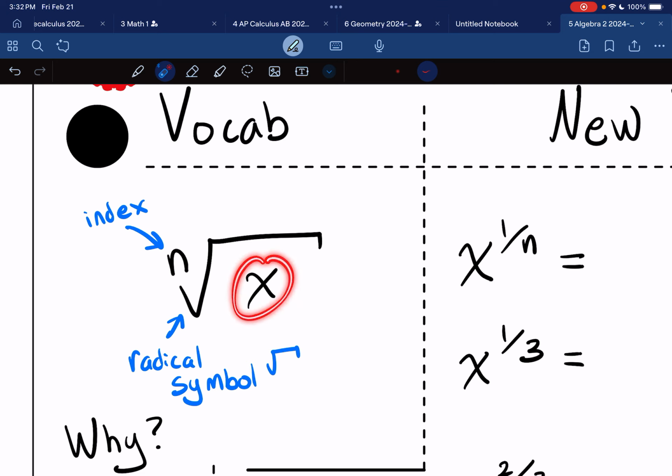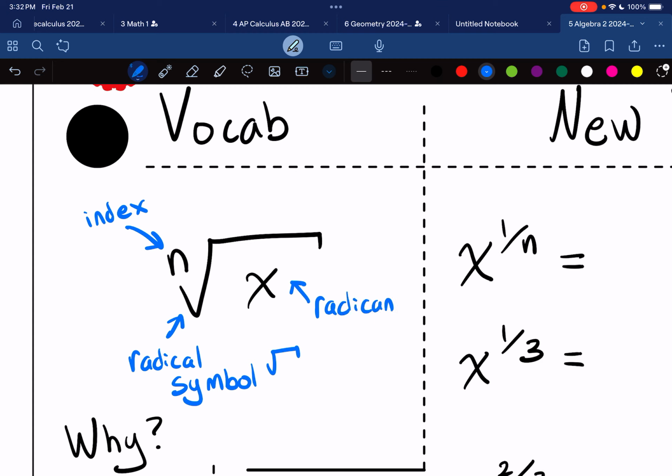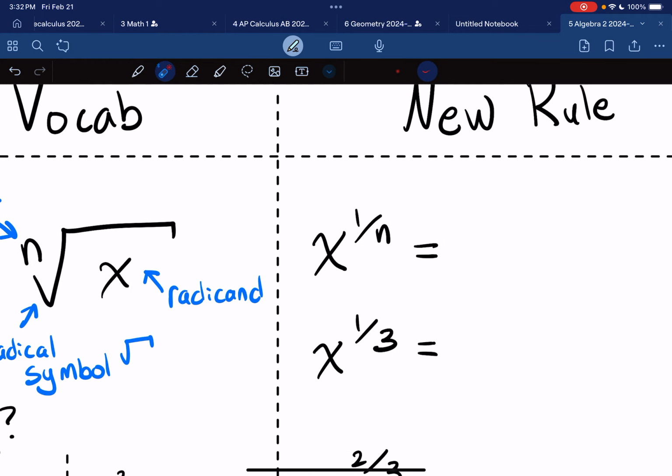We never really talk about the inside. We don't talk about Bruno. But if you do need to talk about the inside, then this inside you can call the radicand. So we will be switching up the index here and doing some interesting things this lesson.